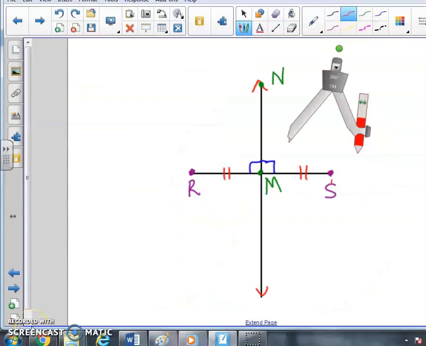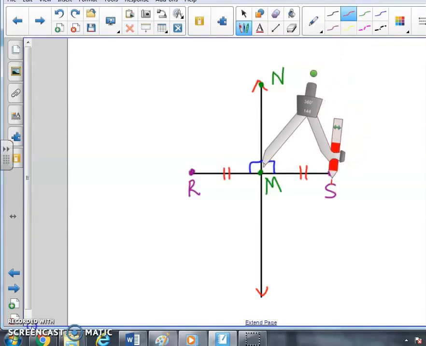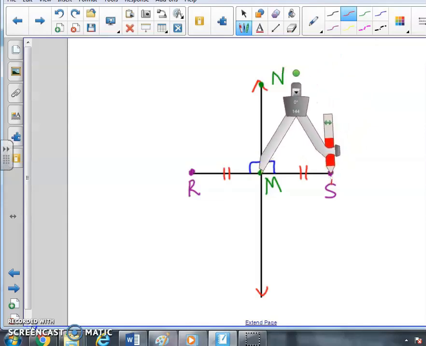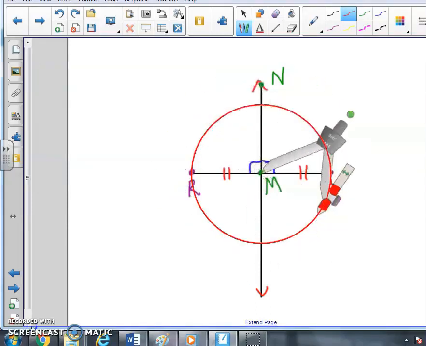Okay, so in number 4, they're asking us to label the midpoint of line segment RS as point M. And then using that line segment, they want us to construct a square. Well, what do we know about a square? We know that all 4 sides are congruent in length. So if we were to take our compass and make sure to physically measure the length of the radius from point M to point S, we know has to be equidistant. So what we can do is open our compass to that length and then draw a circle.